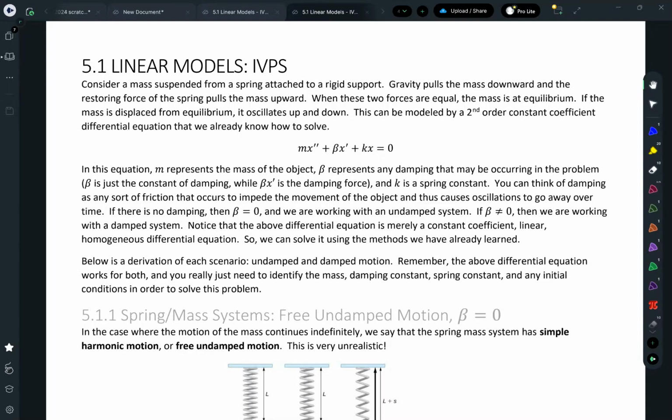Hello, today we're going to talk about linear models for higher order initial value problems. In particular, we'll just focus on second order. So the first one we're going to talk about is a mass on a spring.